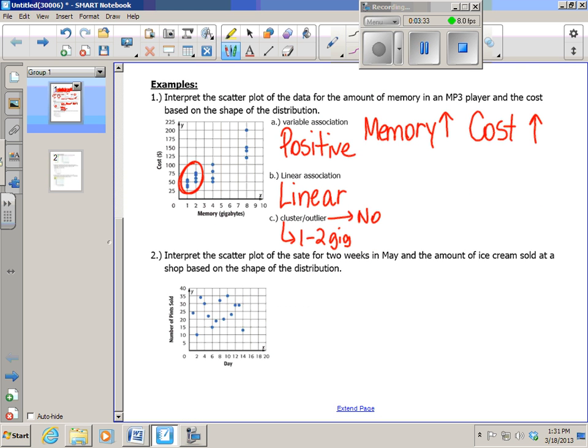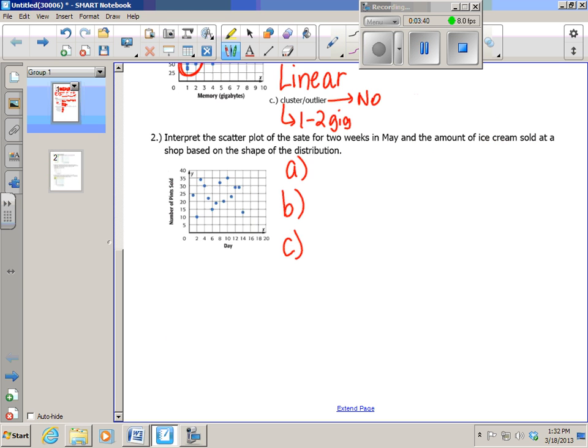It says interpret the scatter plots. We're going to do the same thing. We're going to find A, B, and C in the same way. So this is the 2 weeks in May, the amount of ice cream sold at a shop based on the shape of the distribution. And so does it have any association? It does not look like there's an obvious pattern, so there is no association.